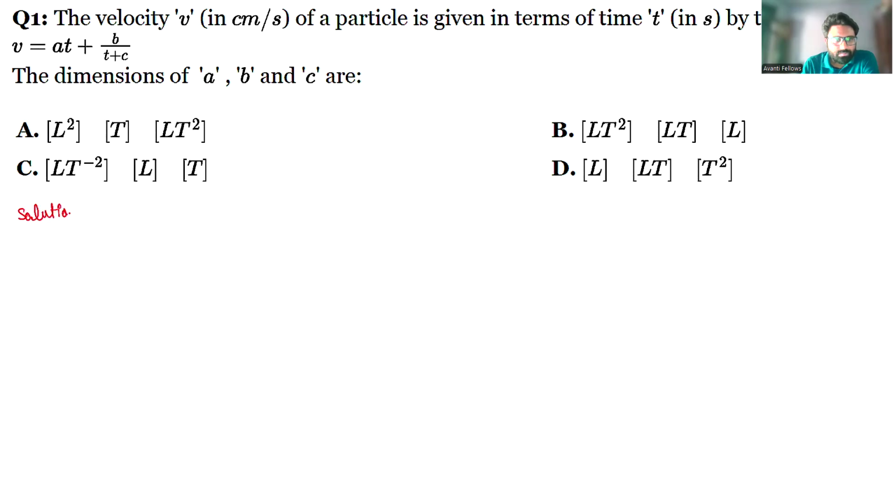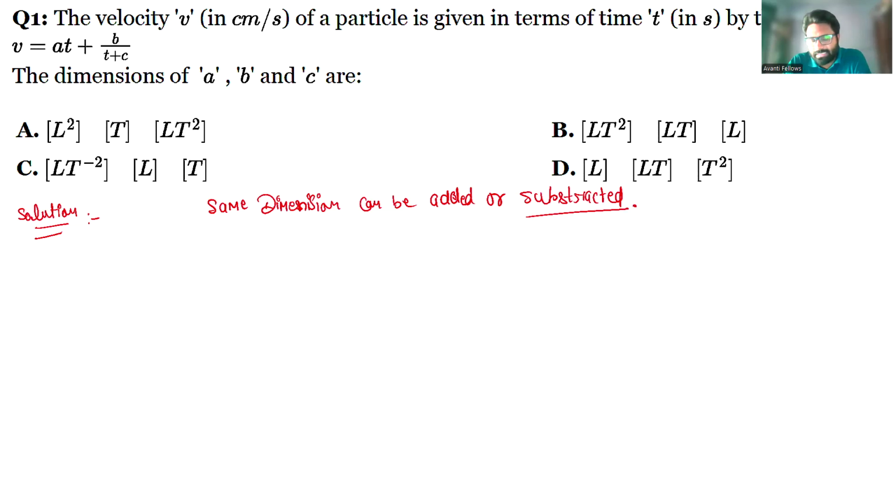the first thing that we have to keep in mind is that same dimensions can be added or subtracted. So to add a physical quantity, the other quantity must be the same. So same physical quantities or same dimension quantities can be added or subtracted. Okay. So based on this concept, we are going to find out the dimensions of A, B, and C.